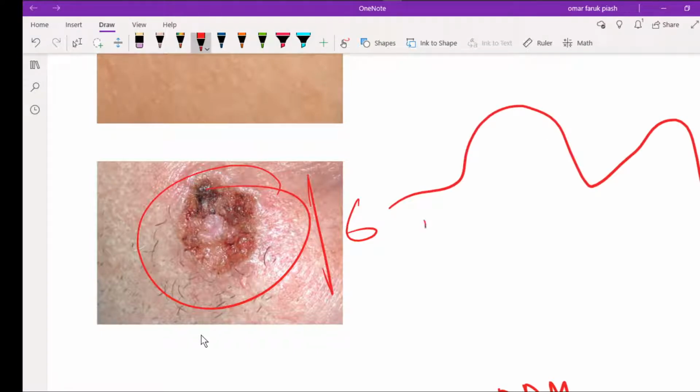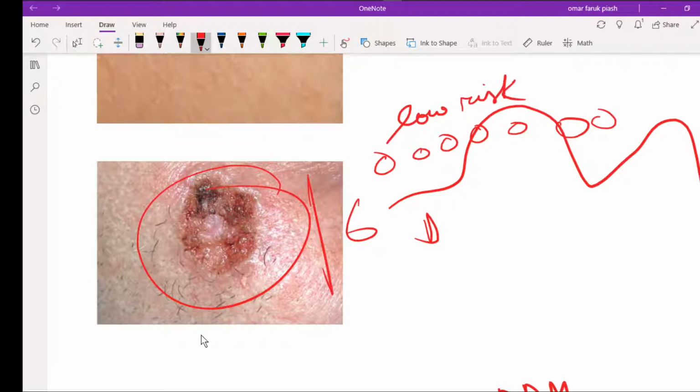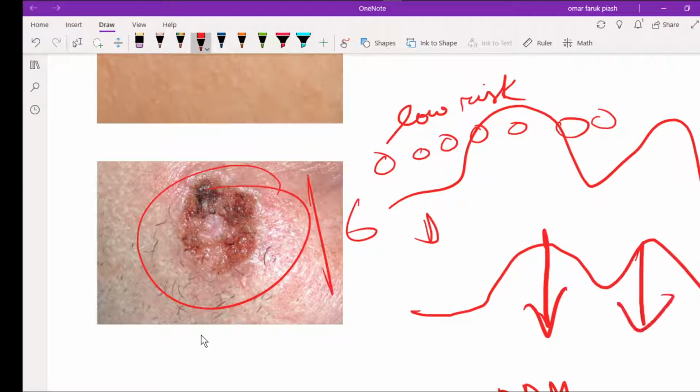Suppose this is the dermis and this is the epidermis. If it grows radially, horizontally along the epidermis and the superficial dermis, there is a low risk of metastasis. If there is vertical growth and it involves the dermis, then there is an increased risk of metastasis.